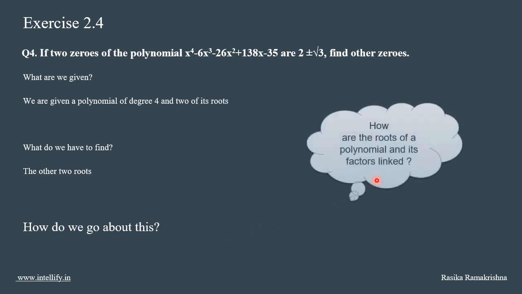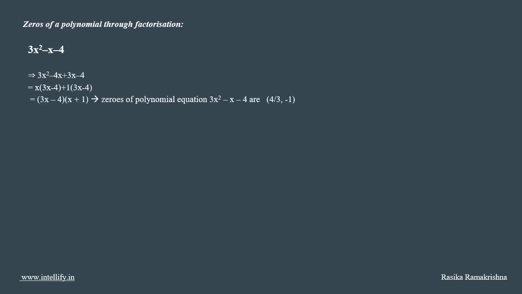Okay, so if there exists a relation between the roots of the polynomial and its factors, that is, if using the roots somehow we can try finding the factors, then we can factorize this polynomial and from there we can go ahead and obtain the roots, right? So how are the roots of the polynomial and the factors linked? This is the important question here, which we will answer. Alright, so let's try and understand the relationship between the zeros and factors of the polynomial if it exists.